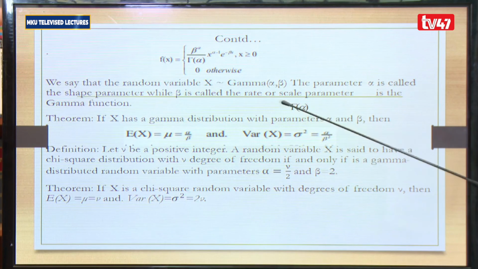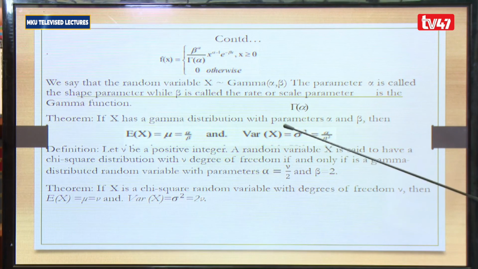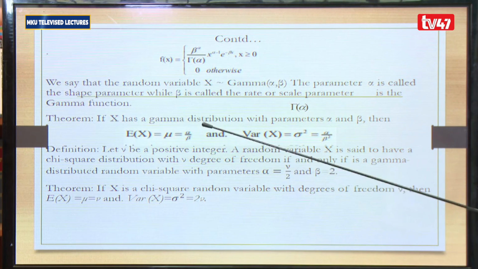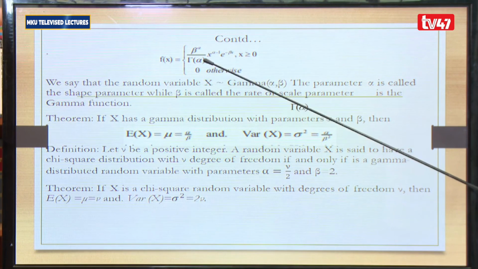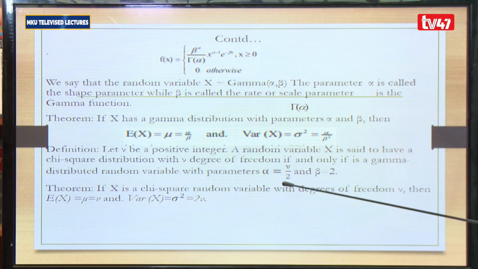Gamma alpha is a gamma function like we have derived above, and in a theorem, if x has a gamma distribution, then the mean and the variance are defined here, and these can be found by integrating this function over the limits x starting from 0 to infinity, like we've been doing before.